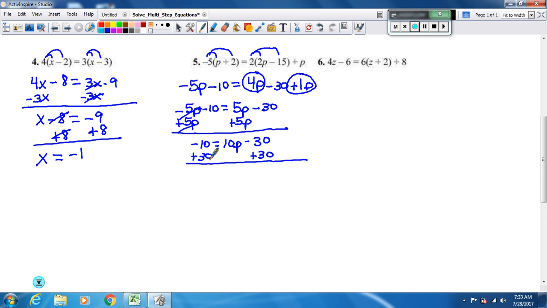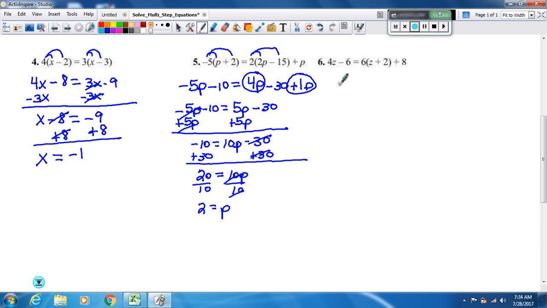Negative 10 plus 30, that's like 30 take away 10, which is 20. Bring down your equal, bring down the 10p, opposites cancel. This is 10 times p. The opposite of times is divide, so I'm going to divide both sides by 10. 20 divided by 10 is 2. Top cancels with bottom. The answer is 2.